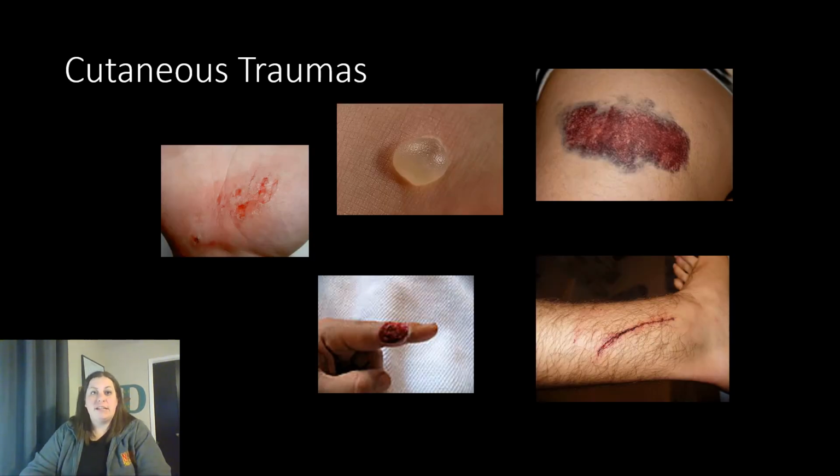So let's look at some of these cutaneous traumas, or issues that happen to the skin itself. This could be simply an abrasion, like you see over here in this picture. We could end up having blisters. You can see the fluid there is a clear serous type fluid, a clear interstitial fluid.